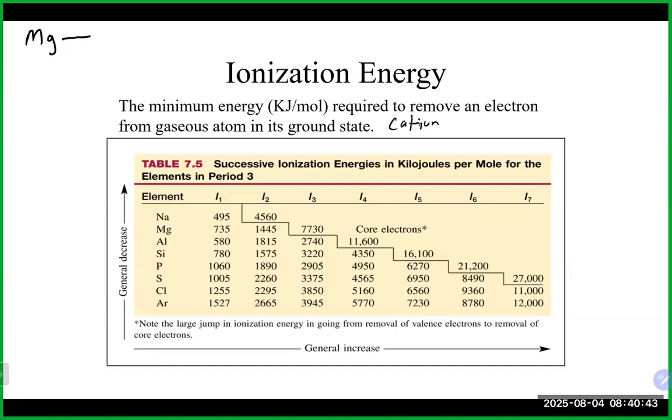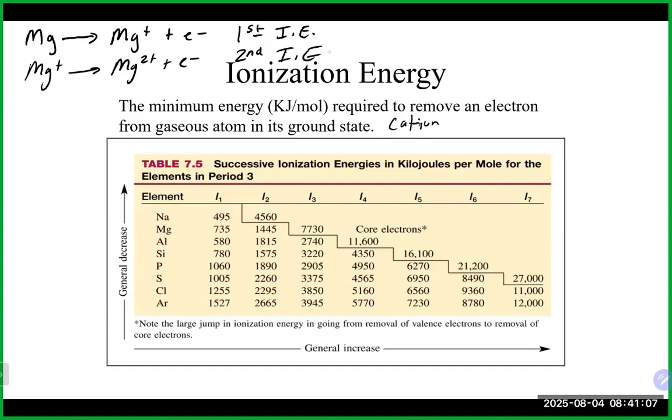So for example, magnesium would lose 1 electron and become positively 1 charged. That is what is sometimes referred to as the first ionization energy, the energy to remove the first electron. Then magnesium with a plus 1 charge will dump off a second electron and become plus 2. That would be known as the second ionization energy, the energy that's required to do that. And then maybe it will lose a third electron, and that would be the third ionization energy.